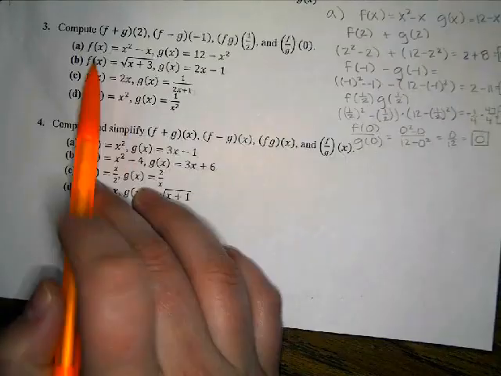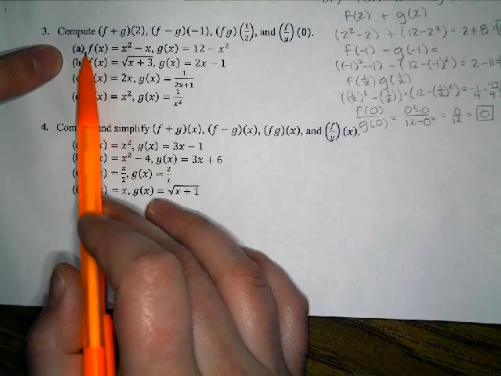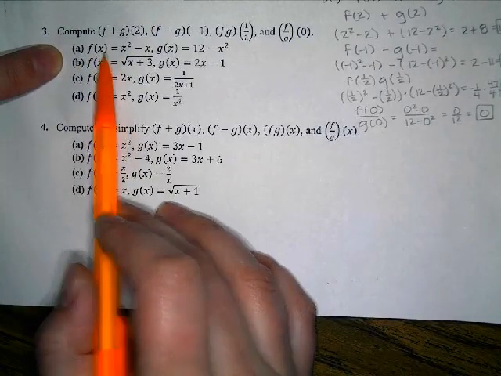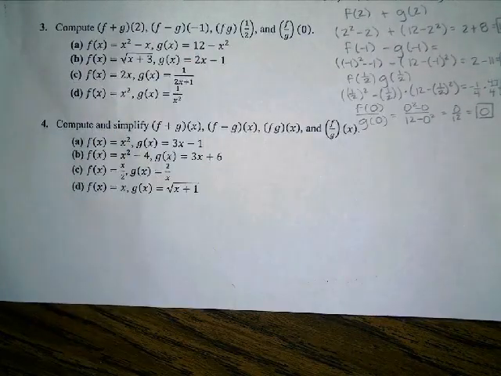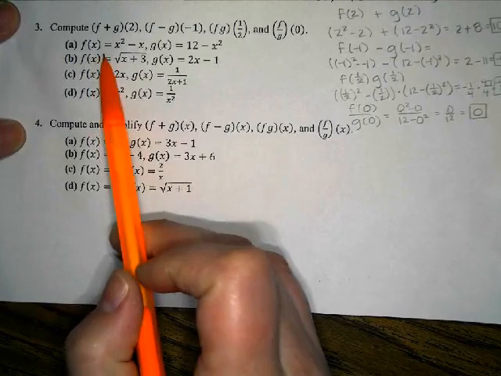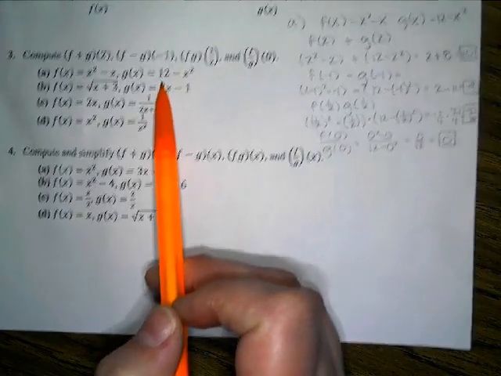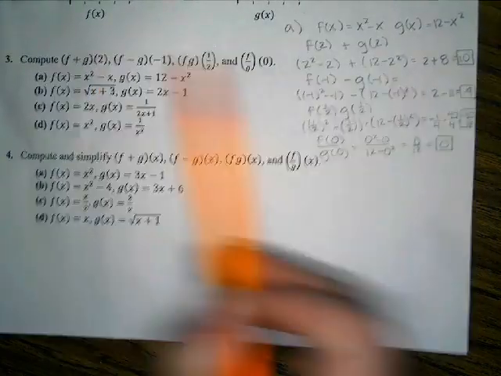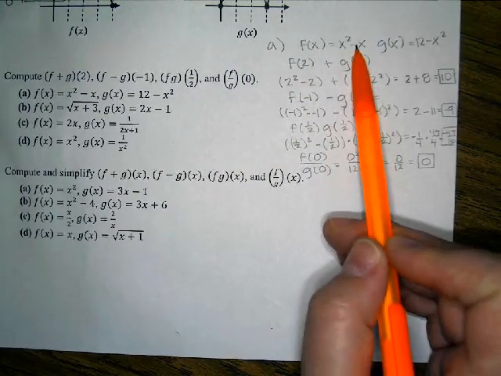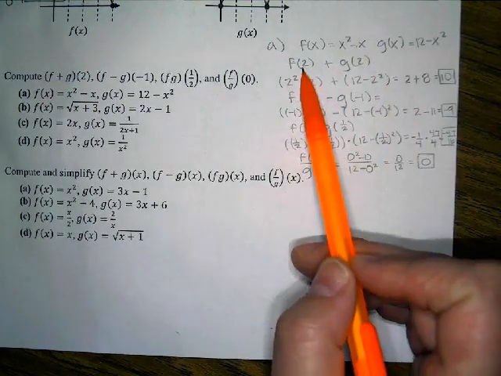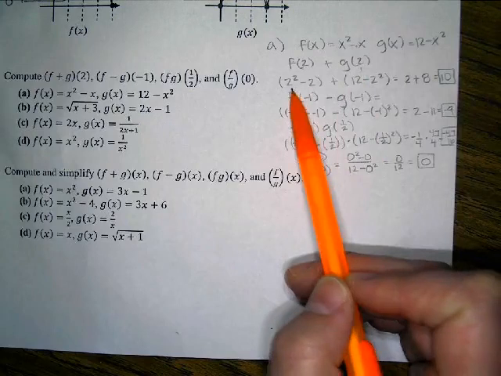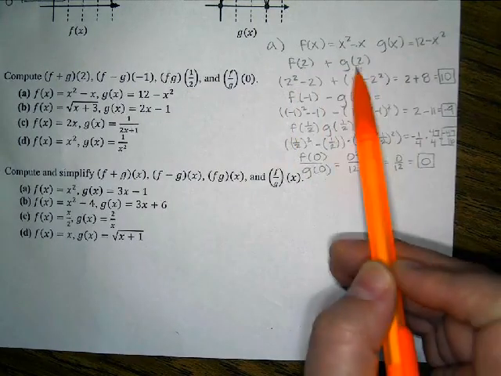So if you look at number 3, here's the answers for A. They give you the function f and the function g. And then they tell you with the function f and the function g that they gave you to do f plus g of 2. So here's the function f and g, and I found f of 2 and I found g of 2.